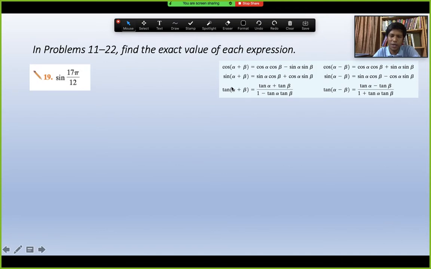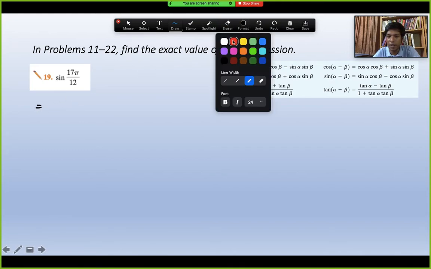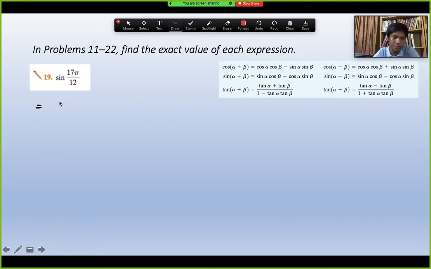Now let's look at one little bit different example. This is sine 17 pi divided by 12. How can I solve it? Now we can think about different values, but you will notice that this will actually take us to some complicated places. So in this math we can use a technique that we already studied, and this will actually connect our other lessons with this lesson also.